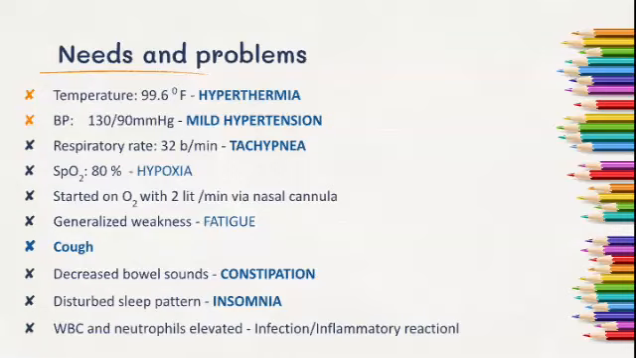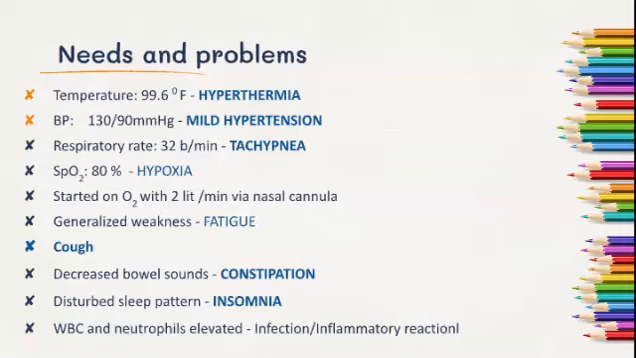Started on O2. The patient complains of generalized weakness and cough, which I got from the history or the main paragraph. The decreased bowel sounds like constipation and disturbed sleeping pattern, that is insomnia, are physical examination findings. And WBC and neutrophil counts are elevated, which represents infection or inflammatory reaction. So this I got from the lab values.